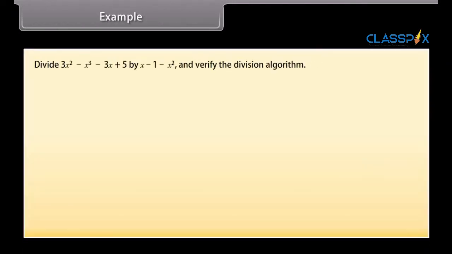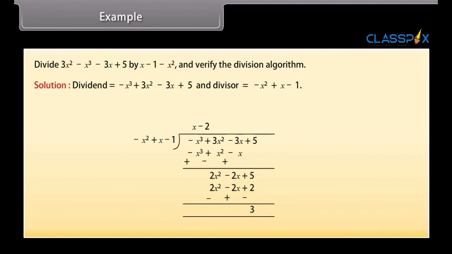Example: divide 3x squared minus x cubed minus 3x plus 5 by x minus 1 minus x squared and verify the division algorithm. Solution. Firstly, we will write both the dividend and divisor in decreasing order of their degrees. Dividend is minus x cubed plus 3x squared minus 3x plus 5, and divisor is equal to minus x squared plus x minus 1. By dividing, we get quotient is equal to x minus 2 and remainder is equal to 3.